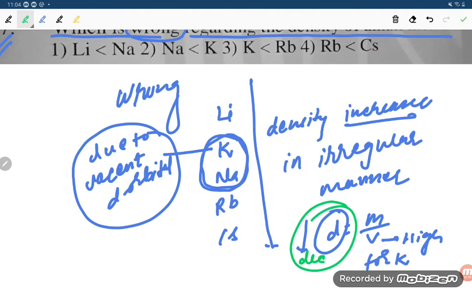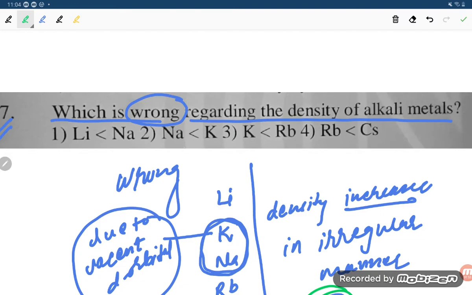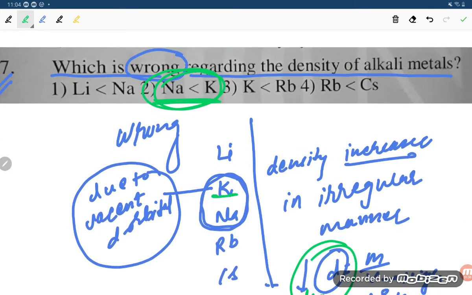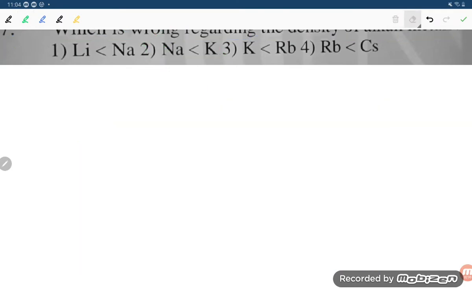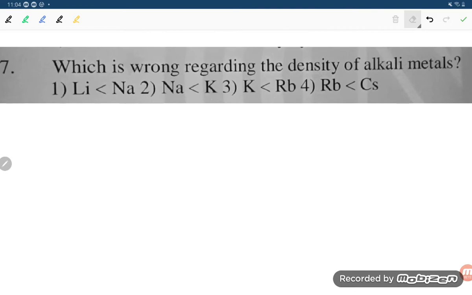Here, the wrong statement is option number 2: potassium is greater than sodium. This is absolutely wrong, student. Potassium is less than sodium. This is what the order is all about. Down the group it is increasing, so cesium is highest. So option 2 is wrong. It should be K less than Na.